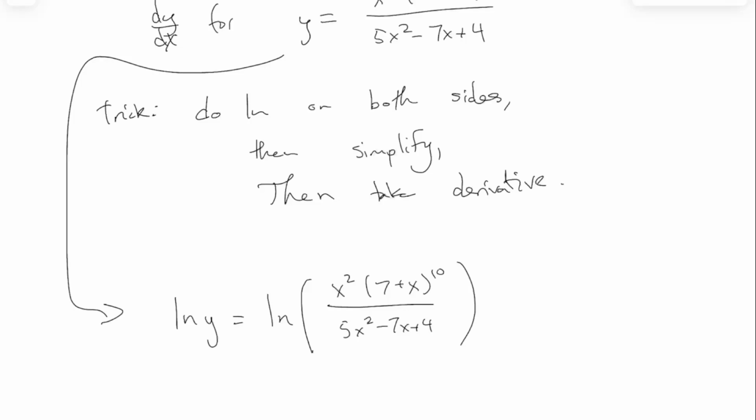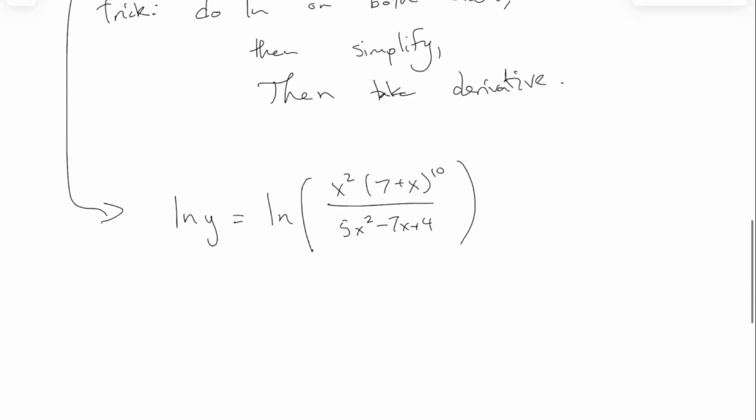Our rules for simplifying the natural log. Can anybody suggest what can happen over here when you simplify? We had some rules about something or other. Yeah? For the fraction, you can do the ln a minus ln b. Yeah, right. So the rule is ln of a over b equals ln a minus ln b.